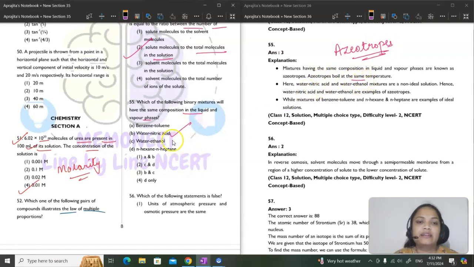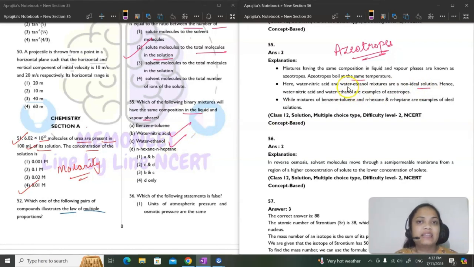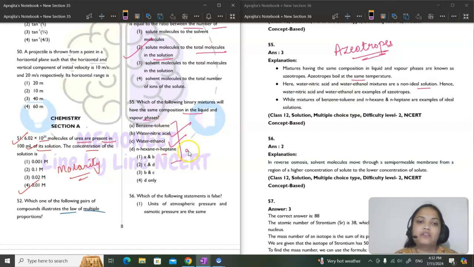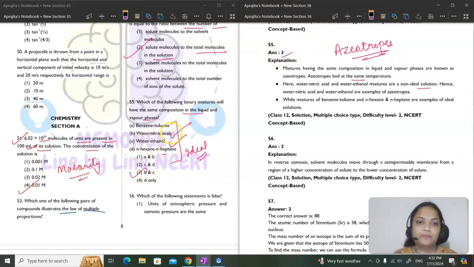So water and nitric acid and water and ethanol are non-ideal solutions, and they are examples of azeotropes, whereas benzene, toluene, n-hexane, n-heptane are your ideal solutions. So they will not be azeotropes. So the answer will be B and C, that is option number 3.